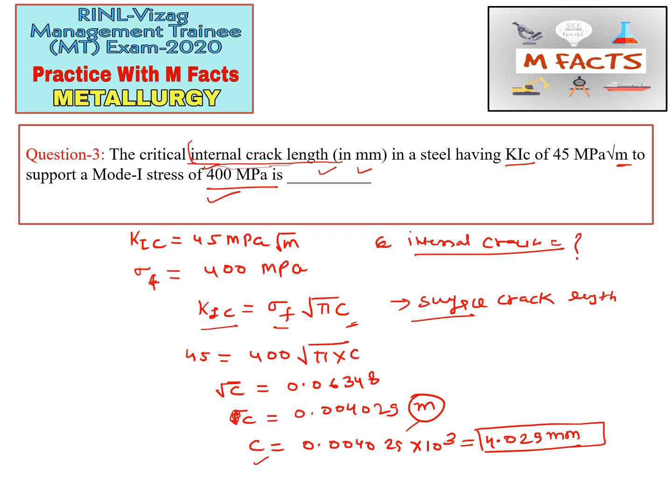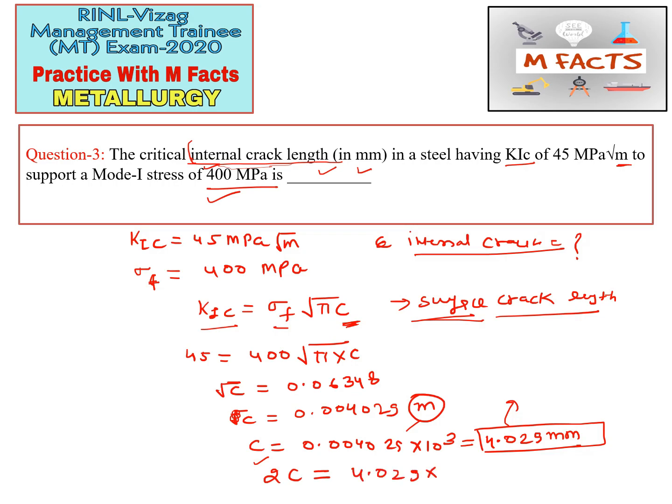Okay, sometimes students make a silly mistake. They will put this value in the answer, saying this is the crack length, this is the internal crack length, but this is wrong, because we know this C is surface crack length. I already told you this C is surface crack length, not internal crack length. So for identifying internal crack length, we will take 2C. If we multiply it by 2, we will get the internal crack length.